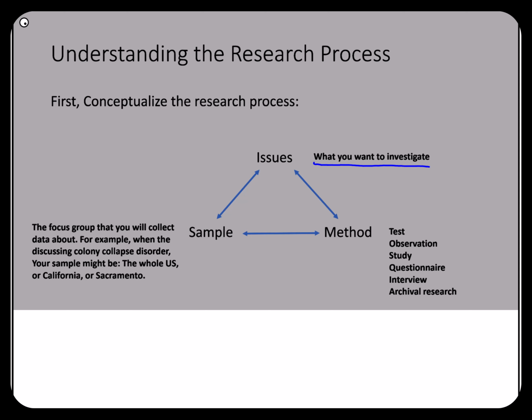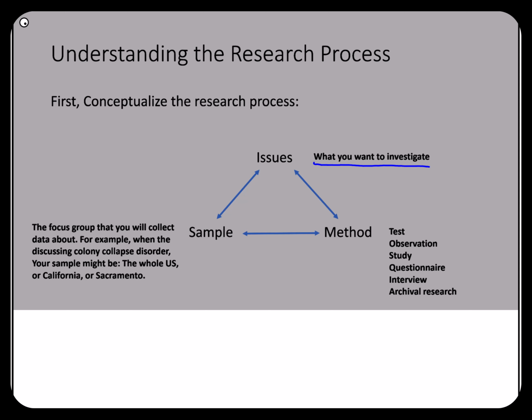So, for example, when discussing colony collapse disorder, your sample might be the whole US or maybe just California. I say Sacramento, but that's just for an example. Don't do Sacramento, obviously, because it's far too local. It would be not enough information to go on. And then your methodology would be one or maybe all of these things.